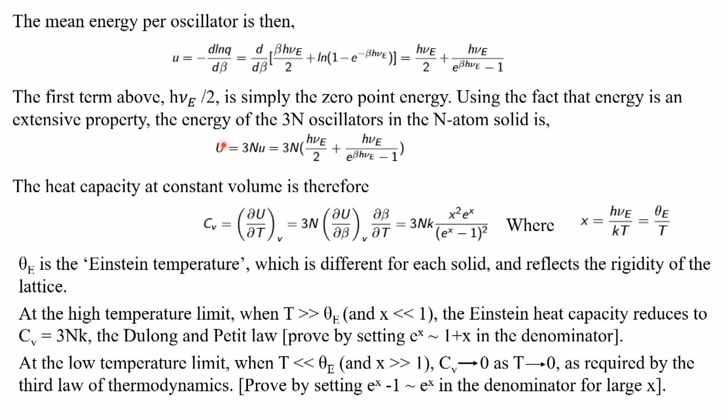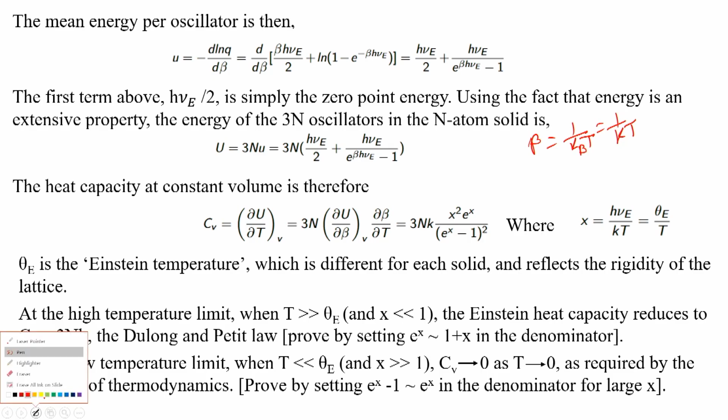Now if we differentiate this U with respect to temperature at constant volume, we get the heat capacity. So the heat capacity at constant volume is Cv equals del U by del T at constant V. Beta is nothing but 1 by kT. I forgot to mention that. Here k is the Boltzmann constant, times absolute temperature.